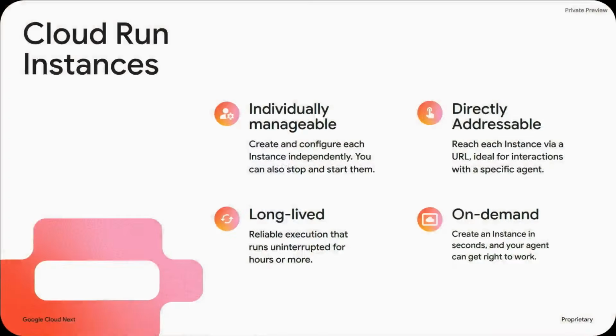Third, instances are directly addressable, so you reach each instance via its own URL, which makes it ideal for interactions with a specific agent. This is essential for use cases requiring human-in-the-loop interactions or multi-agent systems where they need to communicate with each other. And again, because they are long-lived, they can maintain specific context throughout these interactions. And finally, they are on demand. This resource is fast to create and can be up and running in seconds, as I'll show you very, very soon.